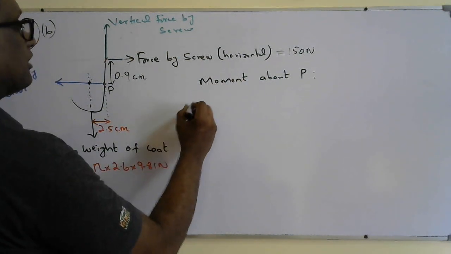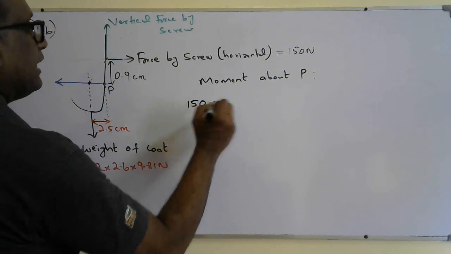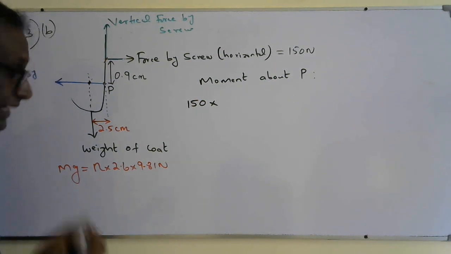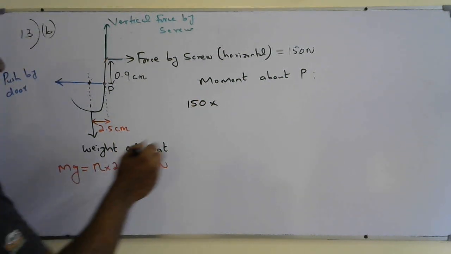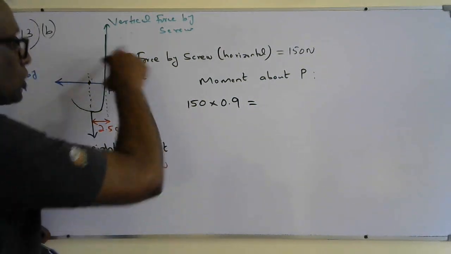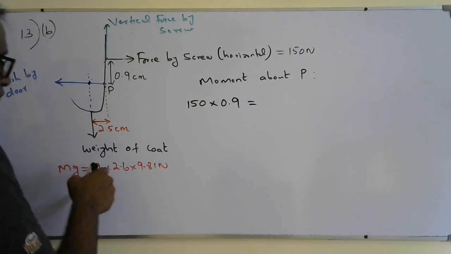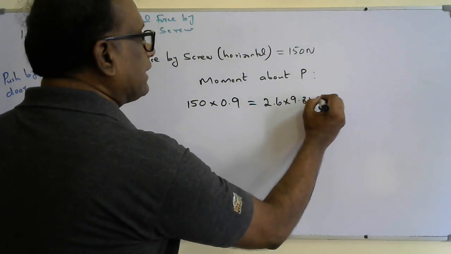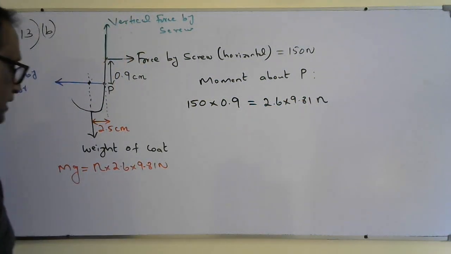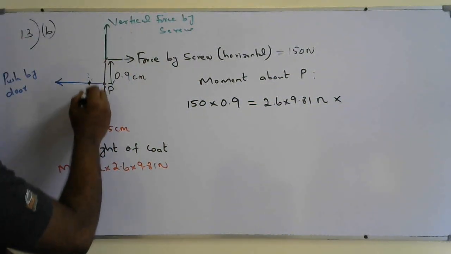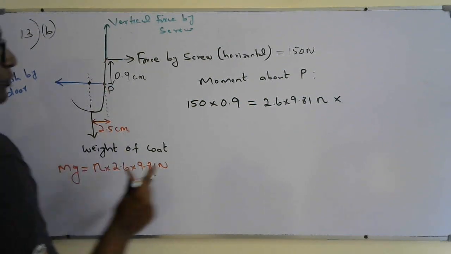So that is 150 into the distance 0.9 centimeter, that's the clockwise moment. I can keep it in centimeter because the other distance is also in centimeter. 150 into 0.9 must be equal to the total anti-clockwise moment, 2.6 into 9.81 into n, where n is the number of coats, into the distance to the line of action of the force from P, which is 2.5.